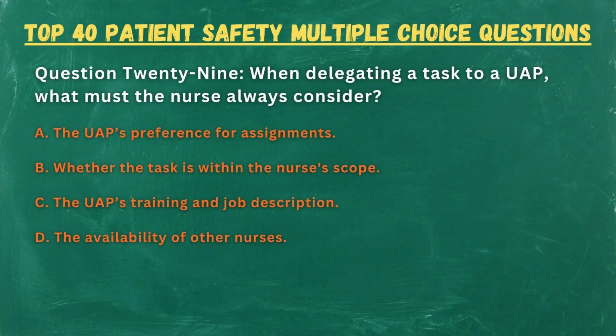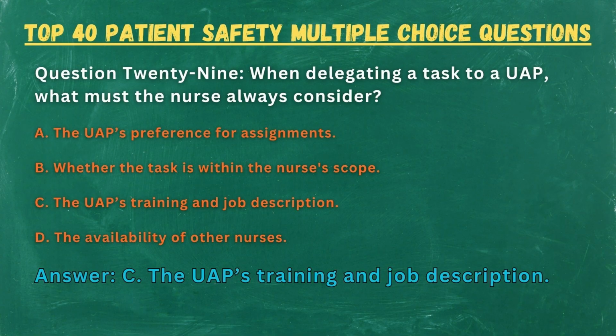Question 29. When delegating a task to a UAP, what must the nurse always consider? A. The UAP's preference for assignments. B. Whether the task is within the nurse's scope. C. The UAP's training and job description. D. The availability of other nurses. Answer: C. The UAP's training and job description.